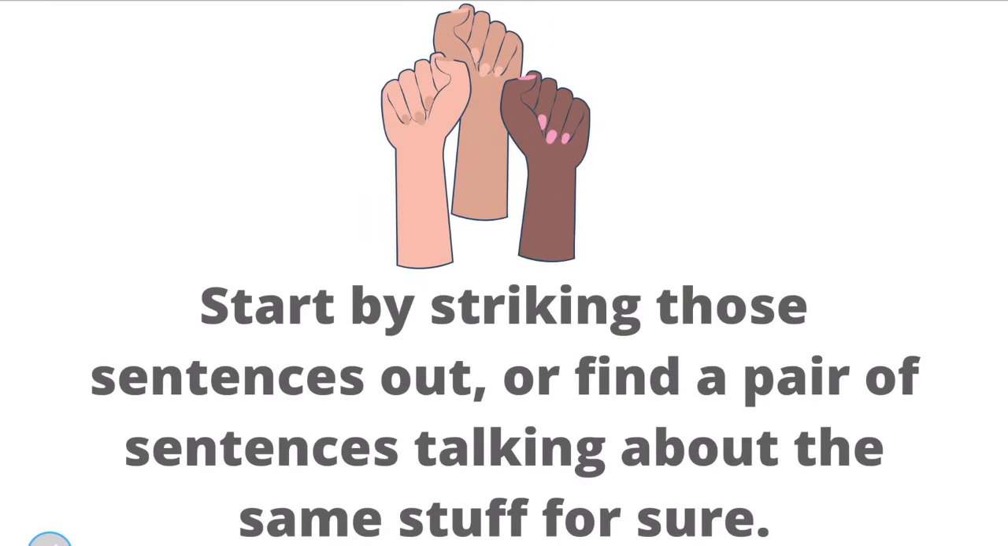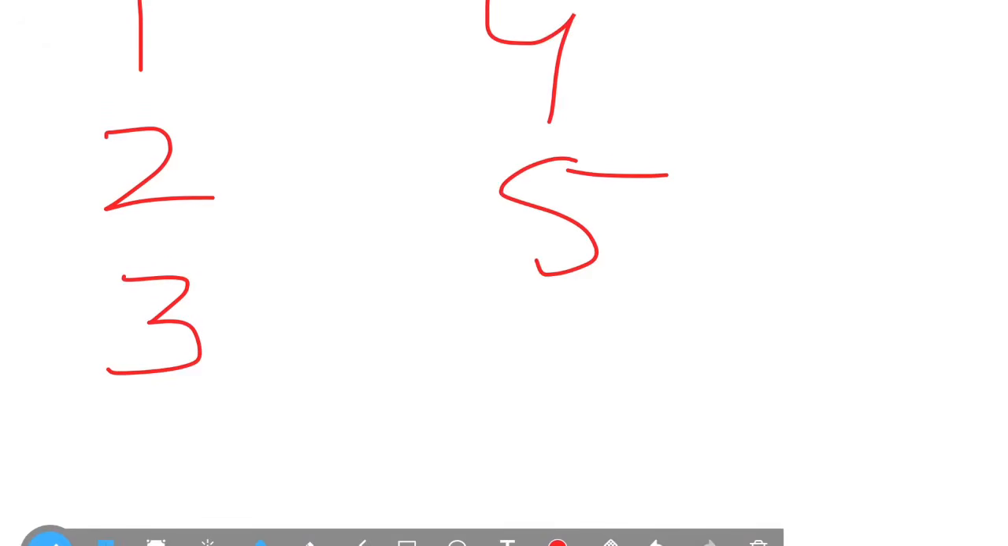Start by striking out sentences, or find a pair of sentences talking about the same stuff for sure. Now, what I'm trying to say here is a very smart way, and actually this is the way I'm going to explain to you and solve the questions in this video. Let me show a white screen and then I'll explain. Let's say there are 5 lines. I read all the 5 lines: 1, 2, 3, 4 and 5.